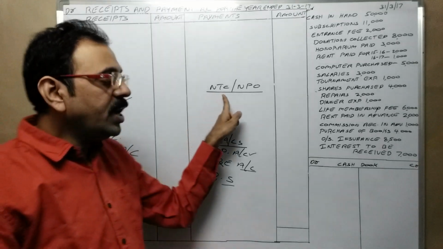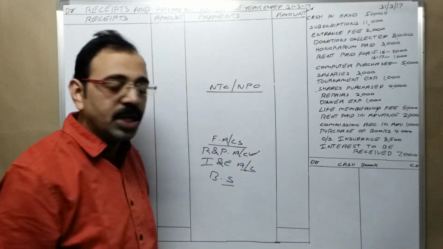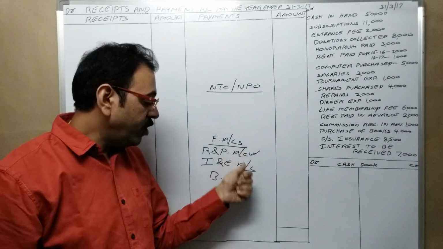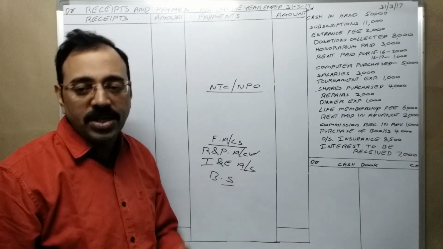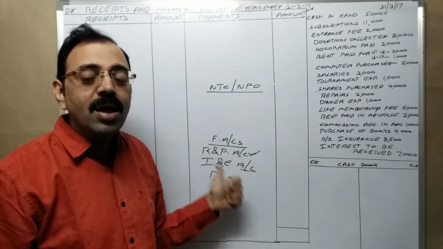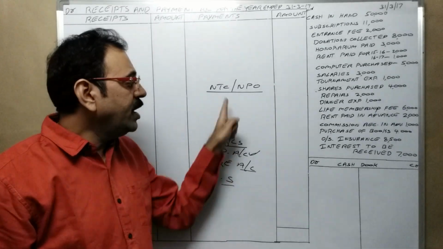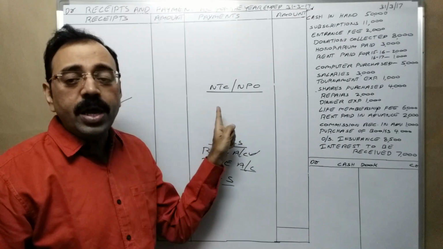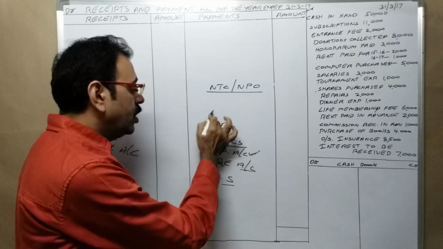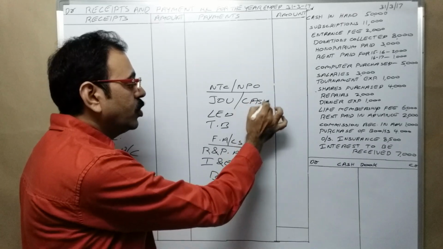Similarly, in non-trading concern final accounts, in the question, he gives receipts and payments account along with some adjustments. Based on this table, we prepare income and expenditure account and balance sheet. So receipts and payments account is useful to prepare these two statements. It doesn't mean that NTC, they don't prepare trial balance. They too prepare trial balance, ledger, journal, and cash book.